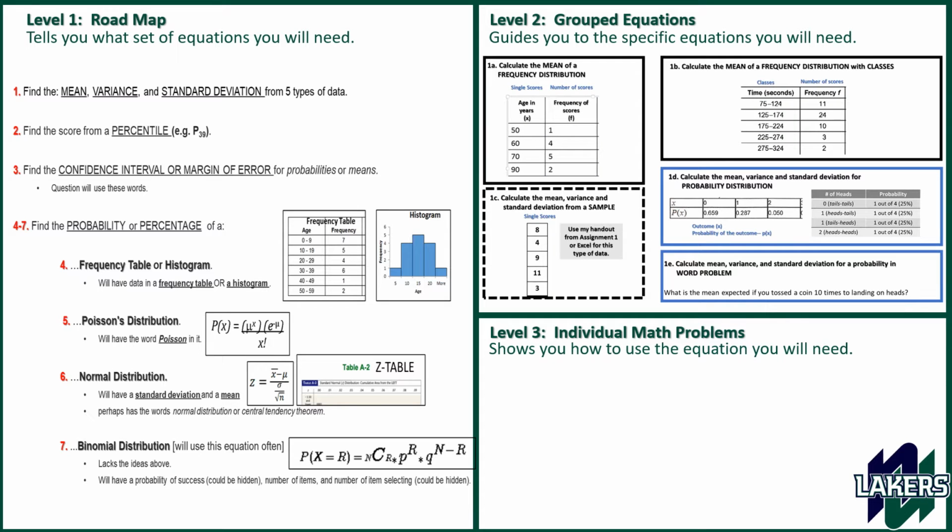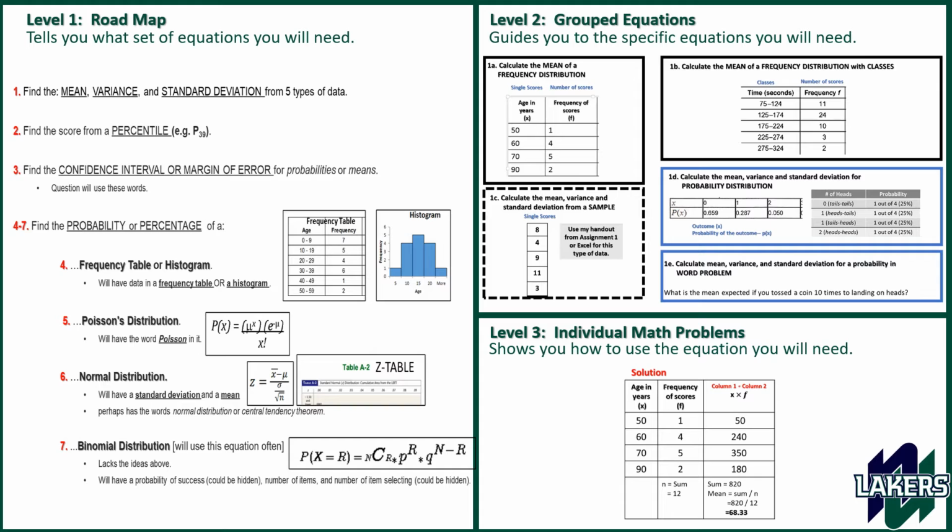Then over here, now I have my grouped equations, right? So if it's topic 1, it said find the mean, variance, or standard deviation. I have 5 different ways that my data can look. And depending on how the data looks, that will guide me to my individual math problems. Okay, this shows you how to use the equation you will need, the individual math problem. Level 2 guides you to the specific equation you will need. So let's look at another example.